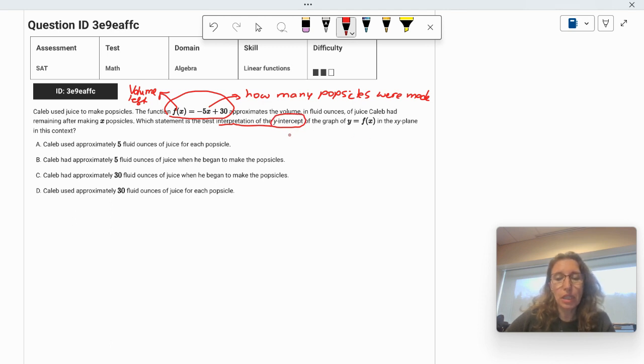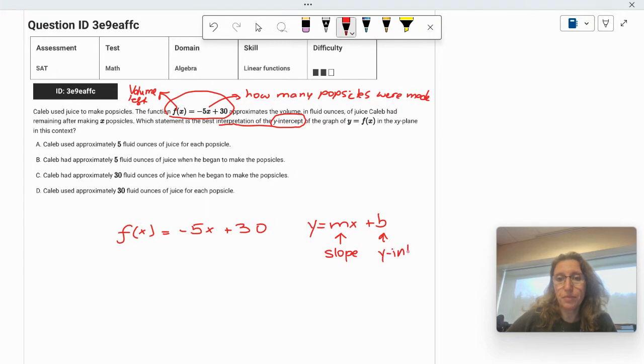So they want us to interpret the meaning of the y-intercept. I'm going to rewrite that function. And then I'm going to remind you that this is the slope-intercept form of a linear function. M shows you the slope, B shows you the y-intercept. They're asking you to interpret the y-intercept of that function, so we need to pay attention to that number 30. So that's the interpretation they're looking for.